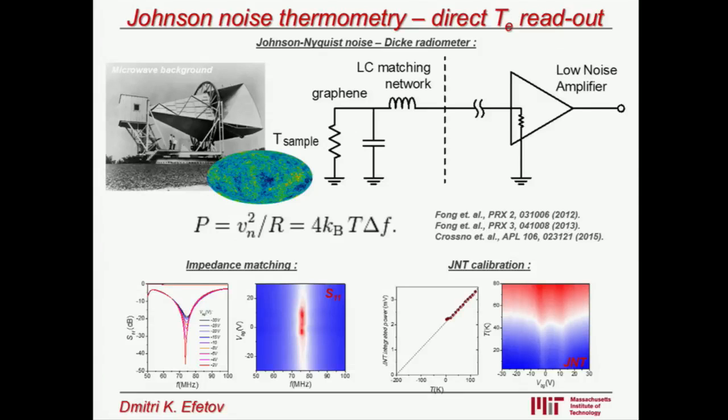Okay. So basically, the way we measure the electronic temperature directly is by Johnson-noise thermometry. This is the same way as, for example, people measure the microwave background radiation in space. And the idea is very simple.